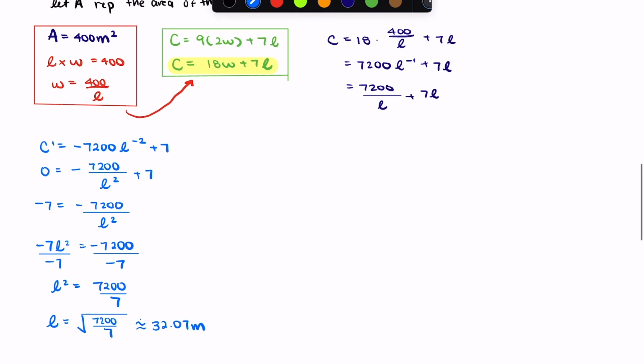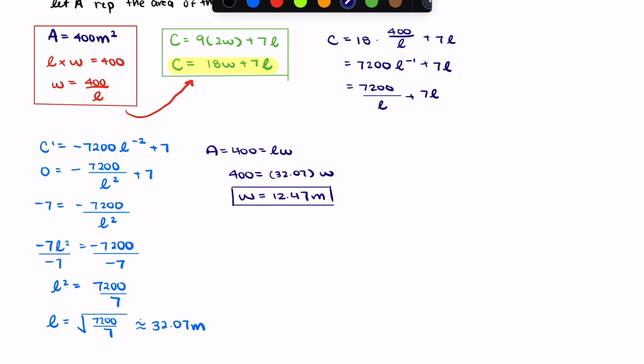Here, if we sub it back into the area equation, so here we have area is equal to 400 is equal to length times width. So here, if we sub in 32.07, we get 400 is equal to 32.07 times width, and width is equal to 12.47 meters. Let's just box these answers here.